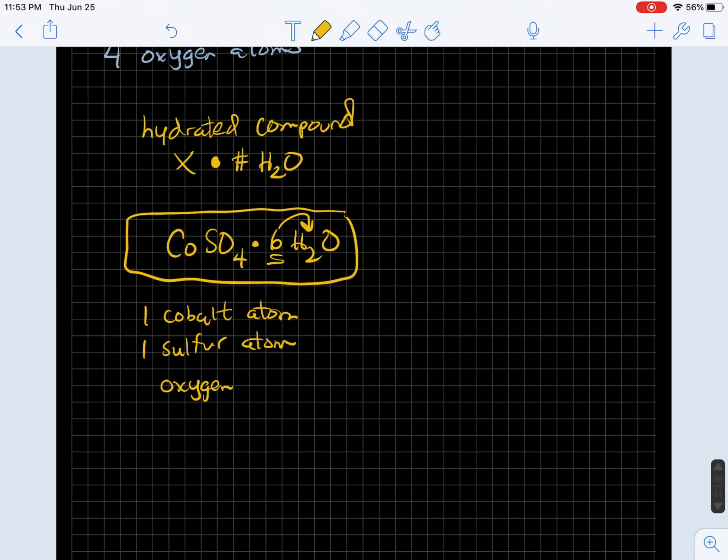Now the oxygens. All right, I'm going to keep a tab here, because I got oxygens over here on the left side, and then I have some more oxygens over here on the right side. So on the left side, I have 4 of these oxygens. I'm going to write oxygen here. I got 4, plus I have 6 times 1. So 6 in my hydrated part, and that gives me a total of 10. So I actually have 10 oxygen atoms. For the hydrogen, I have 6 times 2. So that's going to give me 12 hydrogens.